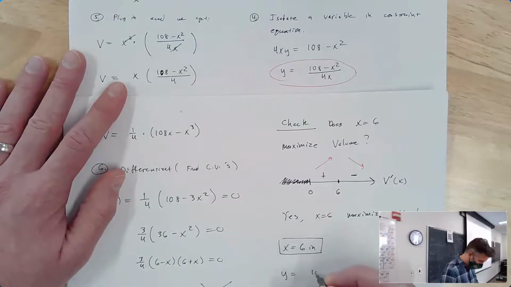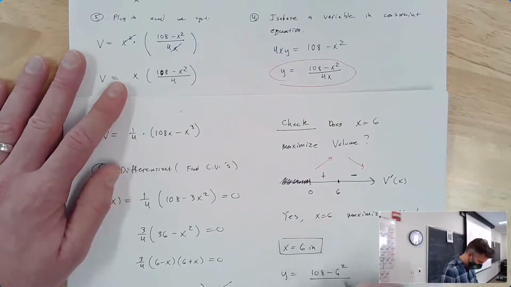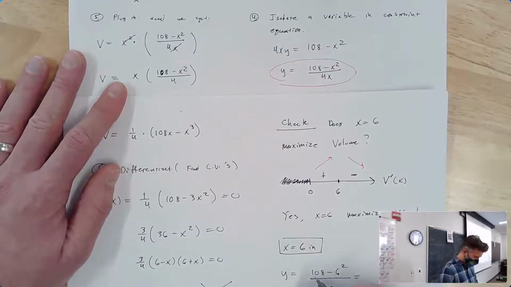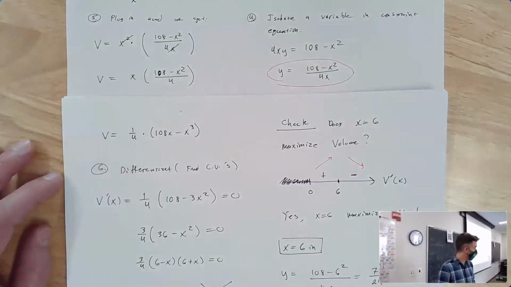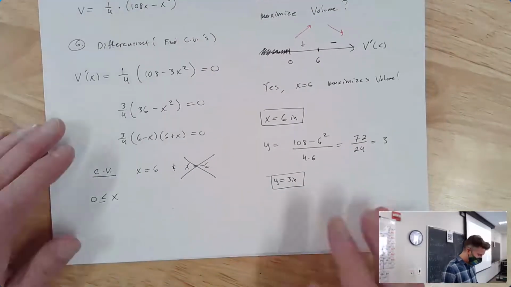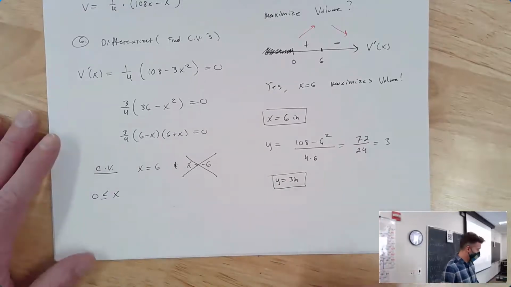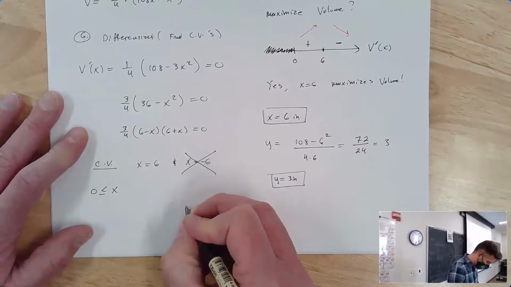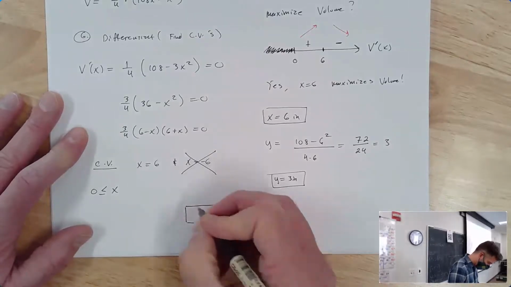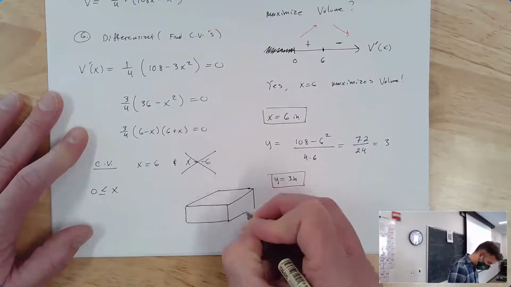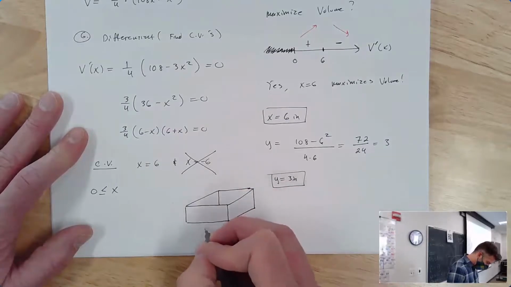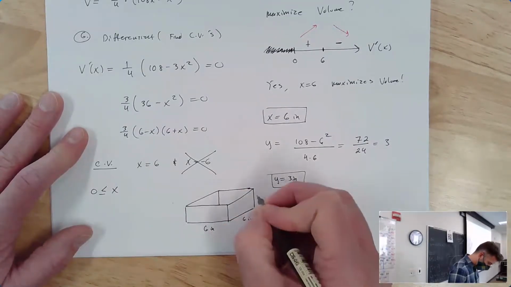y is going to equal 108 minus 6 squared, over 4 times 6, which is 108 minus 36, or 72, divided by 24, which is going to be 3. So y is going to be 3 inches. Oh, sorry, yeah. So the box with that much surface area that has the maximum volume looks like this. Should say the box with the square base that has the maximum volume is 6 inches by 6 inches by 3 inches.